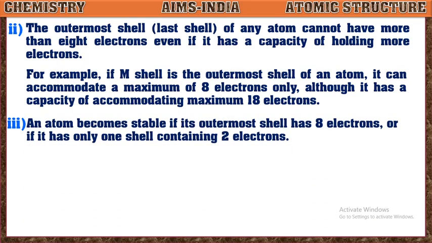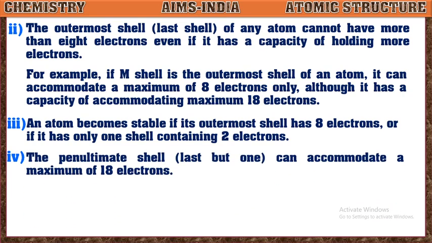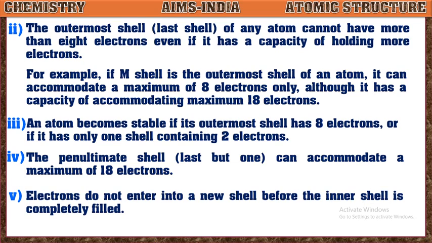Next point, an atom becomes stable if its outermost shell has 8 electrons, or if it has only one shell containing 2 electrons. The penultimate shell can accommodate a maximum of 18 electrons. Here the penultimate means the last but one shell, that is, second from the outermost. Next point, electrons do not enter into a new shell before the inner shell is completely filled. That means after completely filling the inner shells, only then do the electrons enter into a new shell. So these are the points regarding the electron configurations of elements.